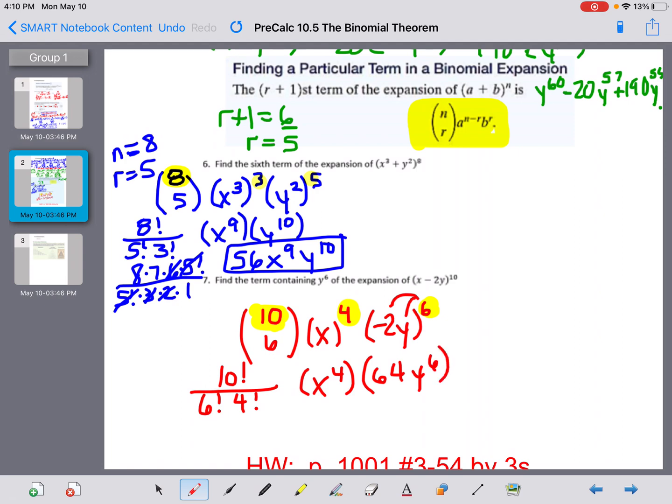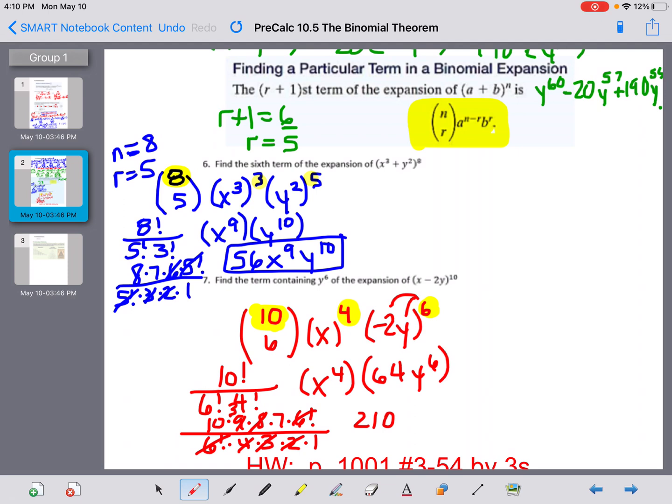All right, now we have to find our beautiful coefficient here. I have 10 factorial, 10 times 9 times 8 times 7 times 6 factorial, over 6 factorial, times 4 times 3 times 2 times 1. Okay, 6 factorials cancel. 4 times 2 is 8, that cancels. 3 and 9 reduce to 3. So I have 10 times 3 times 7. Is that 210? 10 times 3 times 7 is 210.